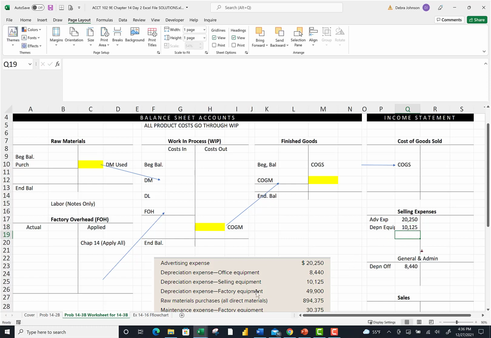And the depreciation on the factory equipment was actually a product cost, and we classified that as factory overhead. So let me go create the factory depreciation. Factory equipment, I'll put factory depreciation. Again, it's abbreviated. Let me drop that in.